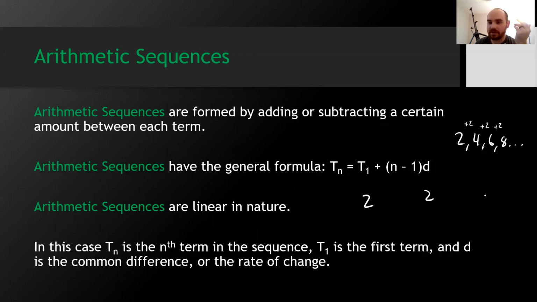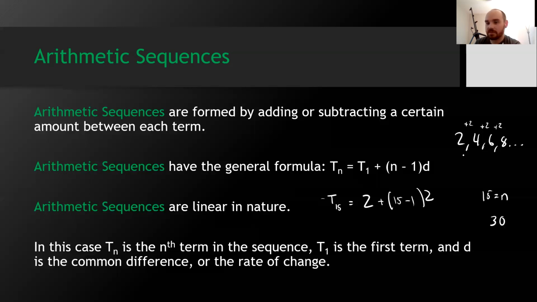So let's say I wanted to figure out the 15th term. I'd sub in 15 for n, so I'd say t sub 15 equals term 1, which is 2, plus n minus 1, so 15 minus 1 times 2. 15 minus 1 is 14, times 2 is 28, plus 2 is 30. So the 15th term in this sequence would be 30, which makes sense, right?